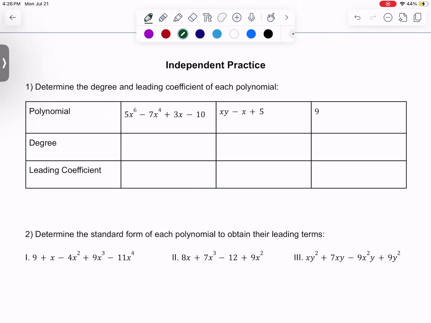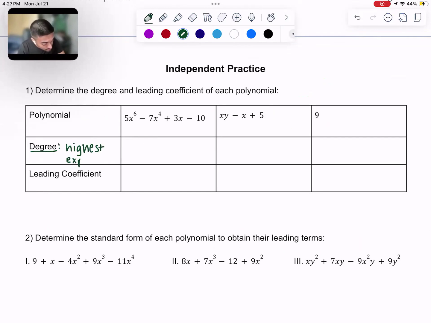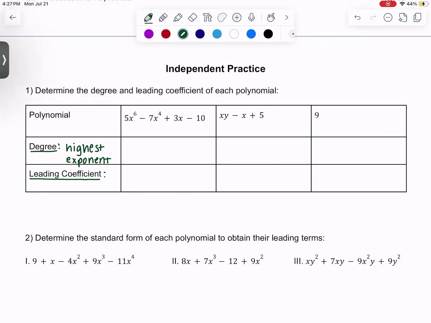Okay, so on page 11, I hope you have paused the video and now are reviewing your answers. For number 1, determine the degree and leading coefficient of each polynomial. So again, you'll have to use your reference sheet and our notes. There's a lot of new definitions to keep track of. The degree is the highest exponent. Let's label it if we forgot. Highest exponent. And the leading coefficient is actually the number in front of the leading term.